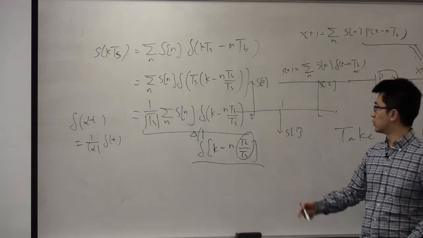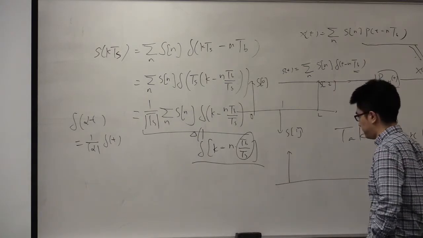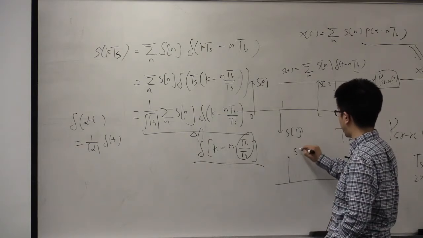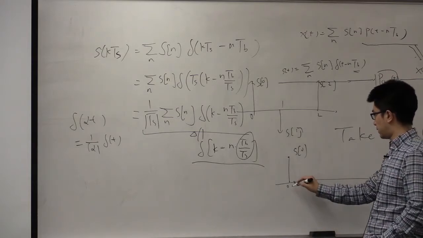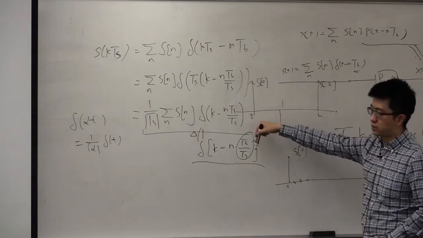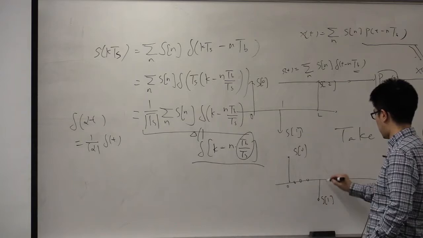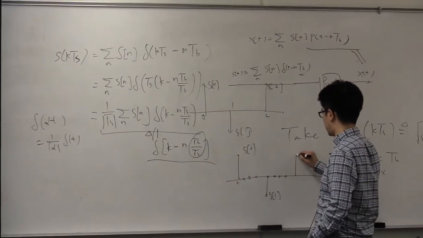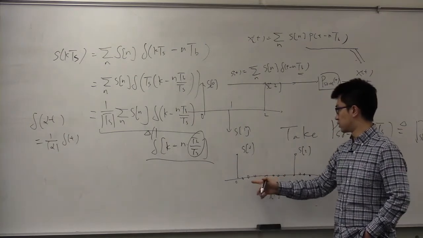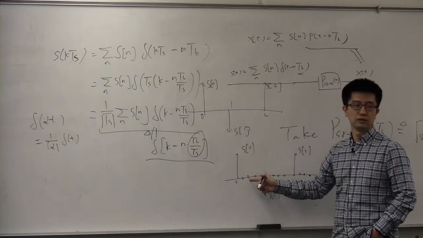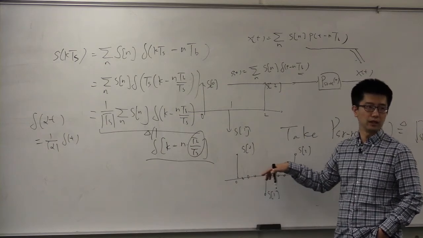That makes sense? So in the figure, if we want to replicate this figure, it means that at zero we have S0, but now we have a number of zeros after it. How many zeros? It's this ratio, right? And then we have another one, S1, then another run of zeros, then S2, and so on. The total number here is TB over TS. Just be careful: the number of zeros here should be TB over TS minus one.